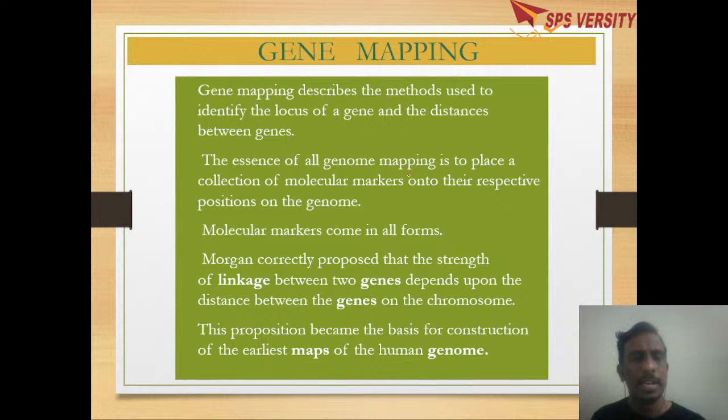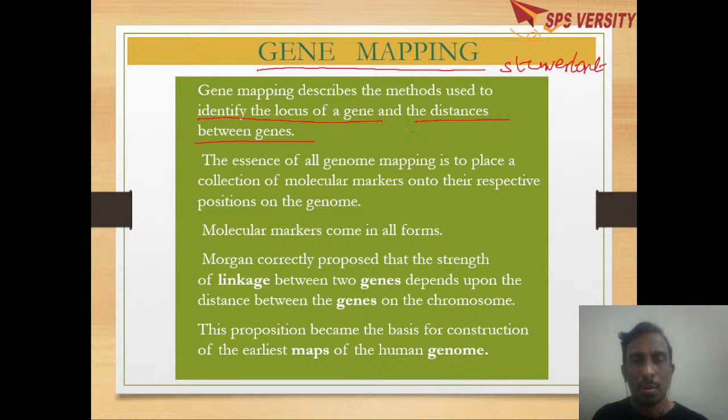Besides linkage and recombination, Thomas Hunt Morgan's experiments brought another concept into the picture, that is gene mapping, which was developed by a student of Thomas Morgan, Sturtevant. What is gene mapping? It is just like Google Maps, which tells you the distance from one location to another. In the same way, gene mapping identifies the locus of a gene, the position of a gene, and the distance between the genes.